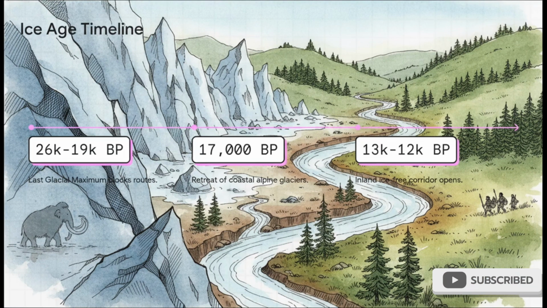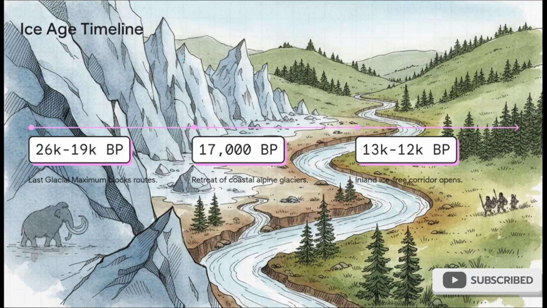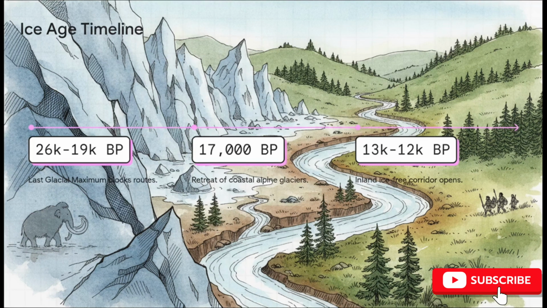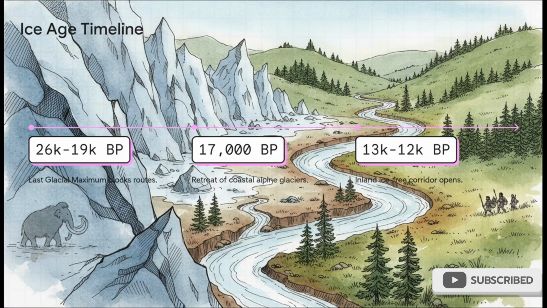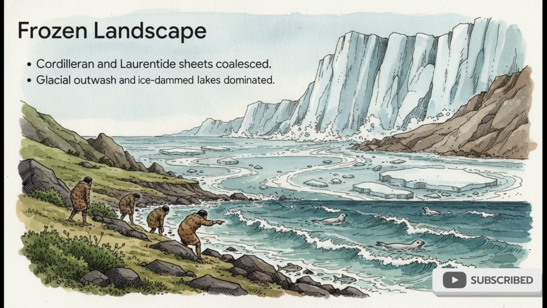But by around 17,000 years ago, coastal alpine glaciers finally started to pull back. And it wasn't until much, much later, around 13,000 to 12,000 years ago, that a full inland ice-free corridor opened up. While those massive ice sheets were merged, people were basically trapped.